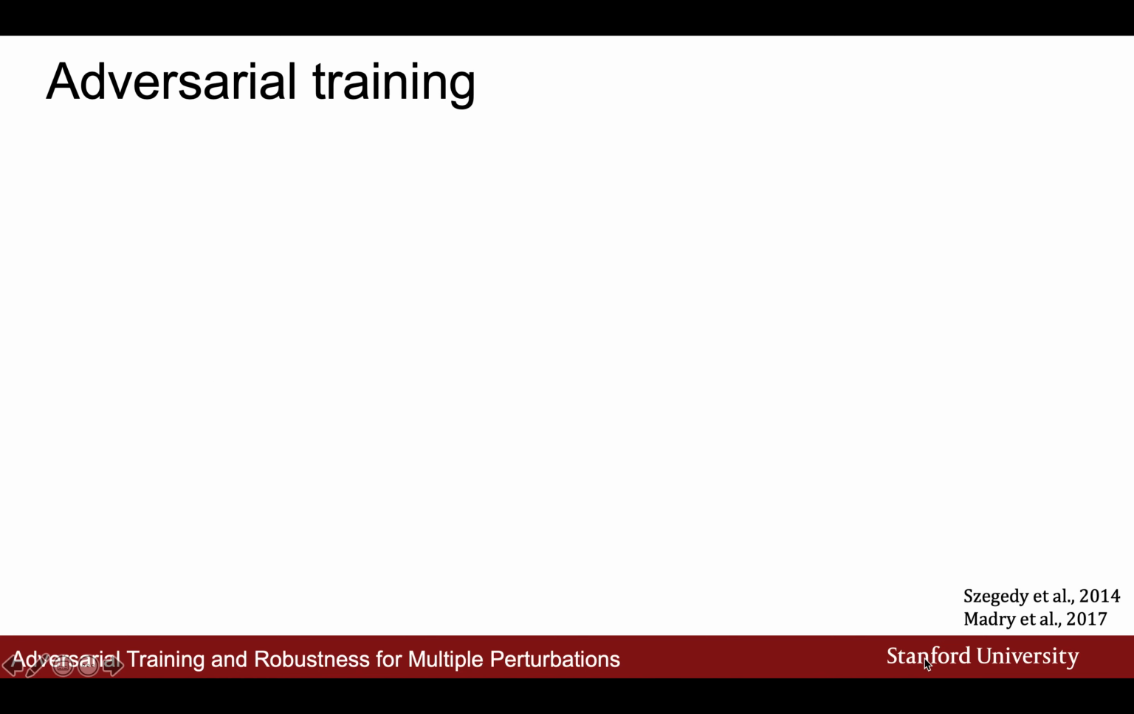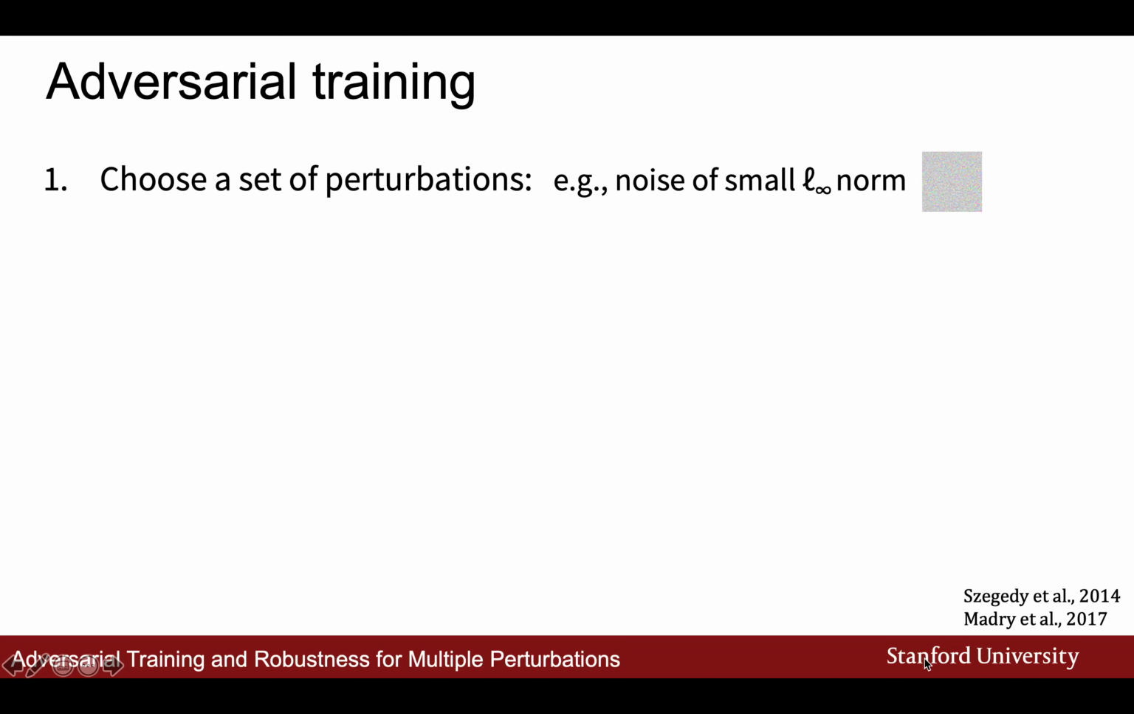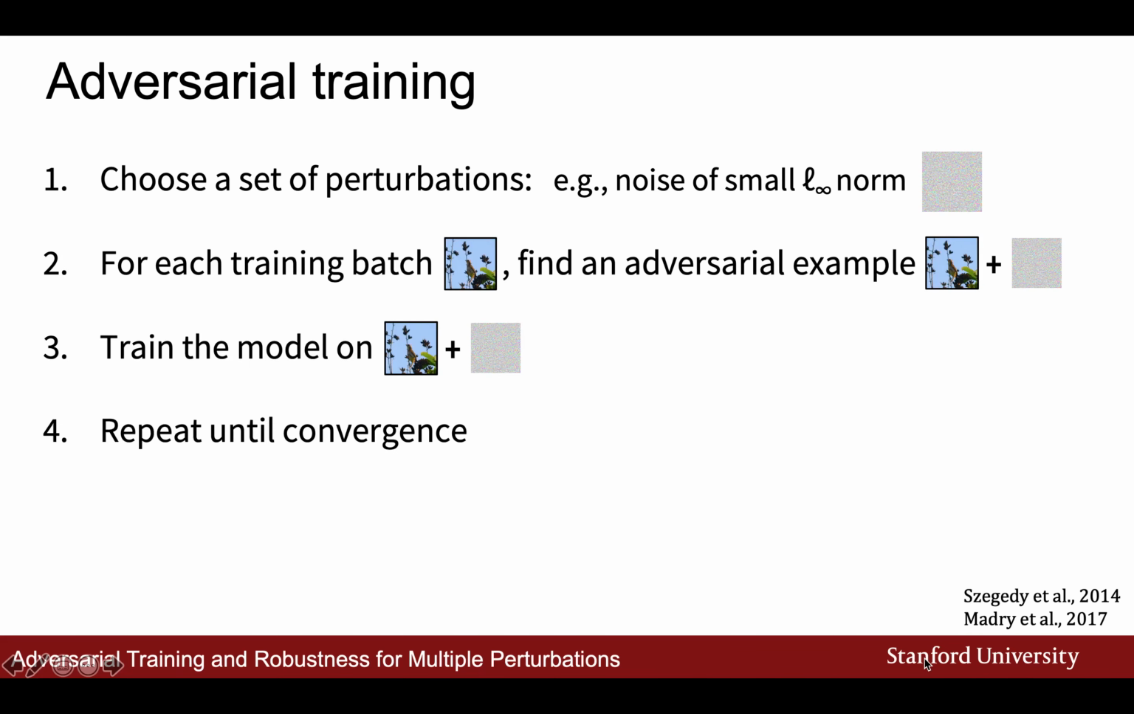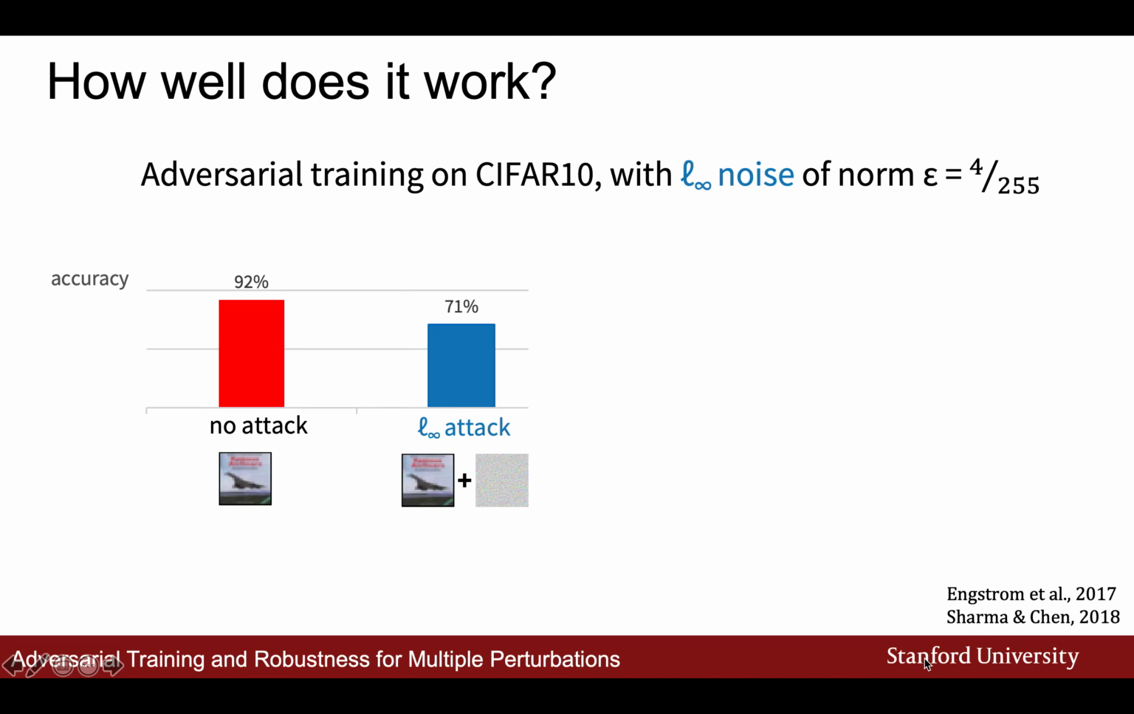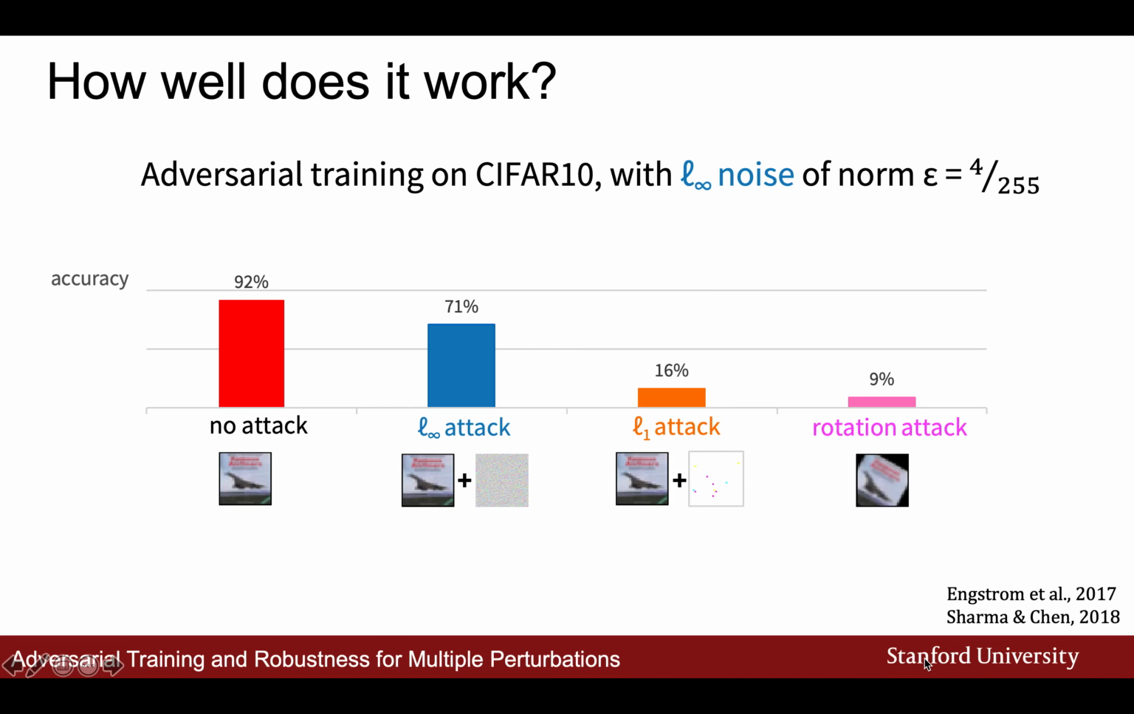A natural defense against adversarial examples is adversarial training. For some chosen sets of perturbations that we want to be robust to, we continuously generate worst-case adversarial perturbations for our model and add these to the training set. Adversarial training does improve robustness for the type of perturbations that the model is trained against, L-infinity noise in this case, but the model remains vulnerable to other types of perceptually small perturbations, such as sparse noise or small rotations.